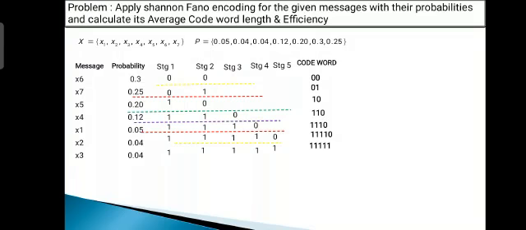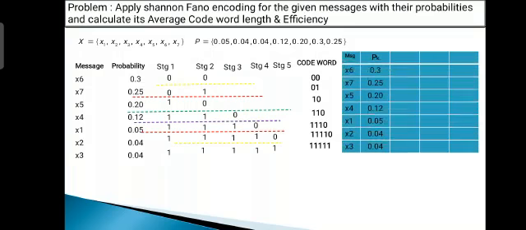In order to calculate the average code word length, we can form a table. So in the table, first column, consider the messages. Second column, consider the respective probabilities. Third column, write the code word. So we know for x6, the code word is 00. x7, it is 01. x5, it is 10. x4, it is 110. x1, it is 1110. x2, it is 11110. x3, it is 11111.